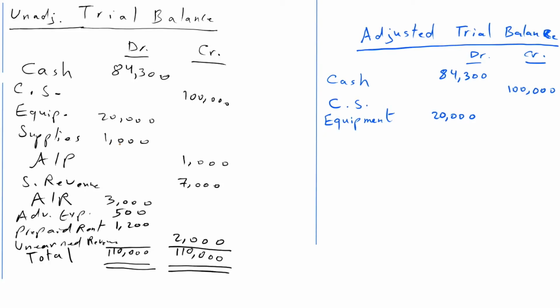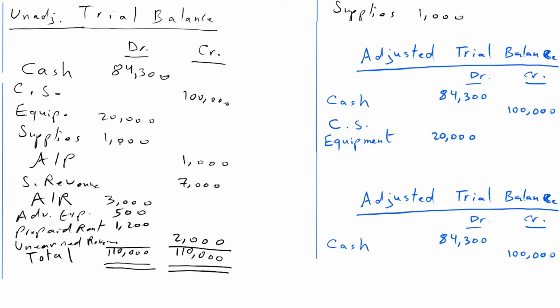Okay, and then after the equipment, we have supplies, and then the accounts payable. Okay, supplies, and then accounts payable. Okay, now supplies, it has $1,000 balance under the debit.